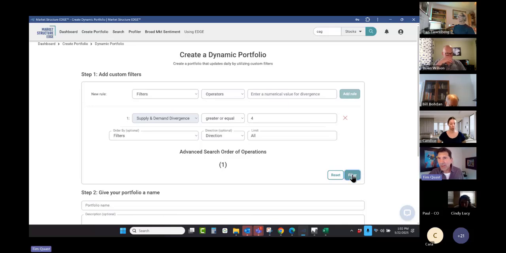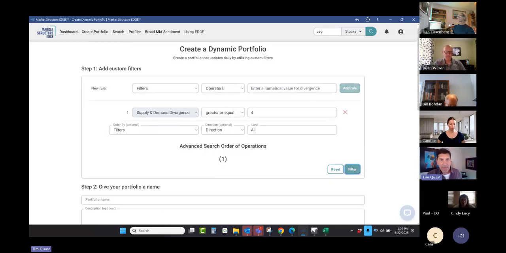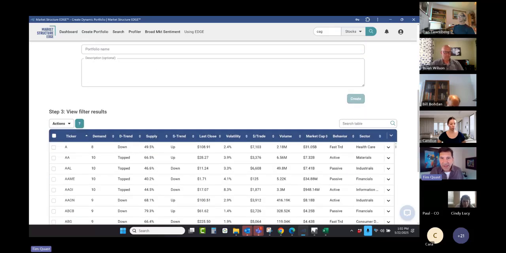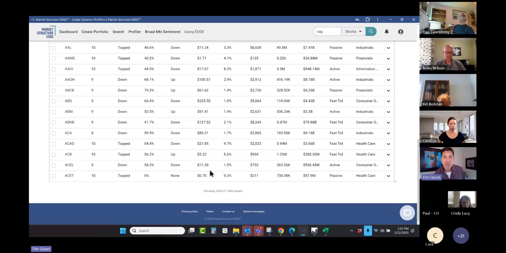Well, let's find out. So we filter for that, and here's what we find. This will give you everything: 1,450 stocks. That alone is telling, right? It's almost half of all the stocks in the Russell 3000 that have 4 standard deviations. Well, that is a staggering number.